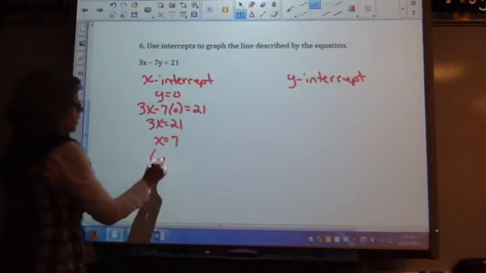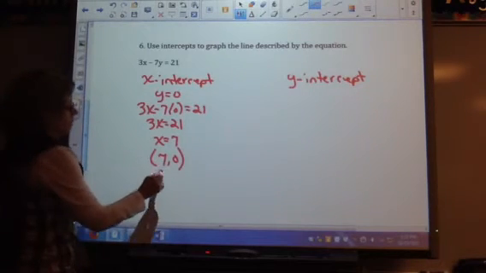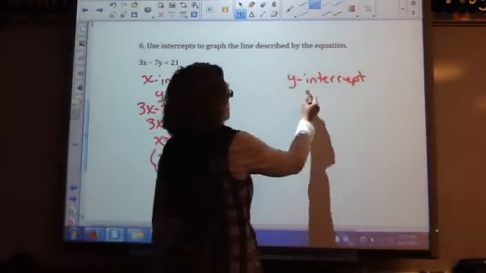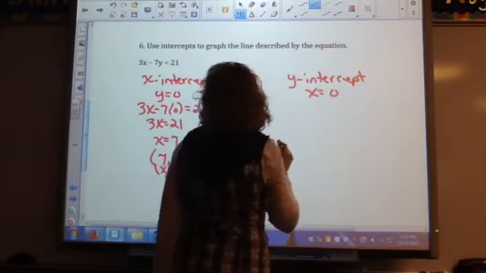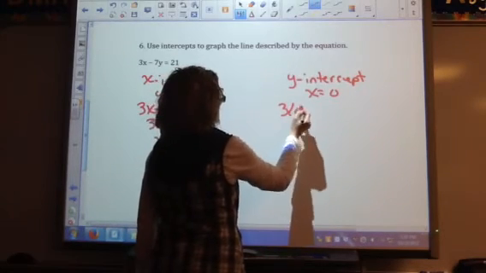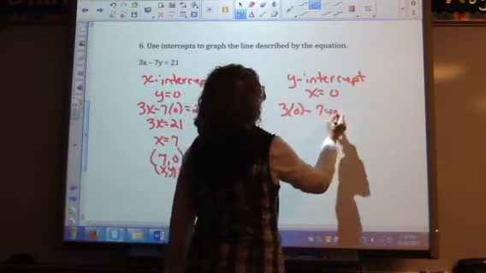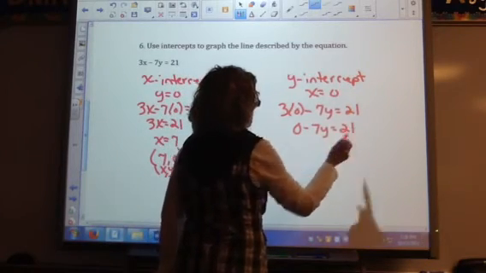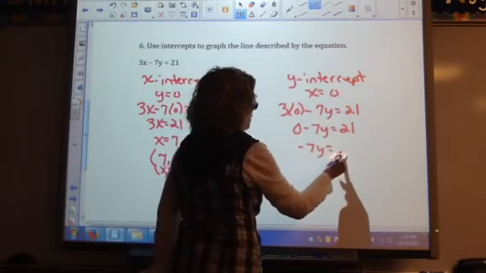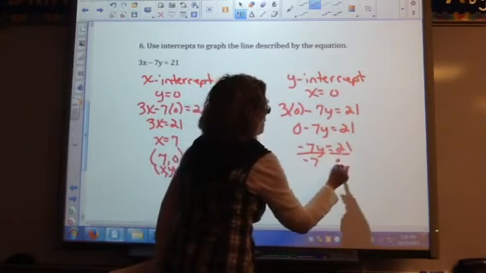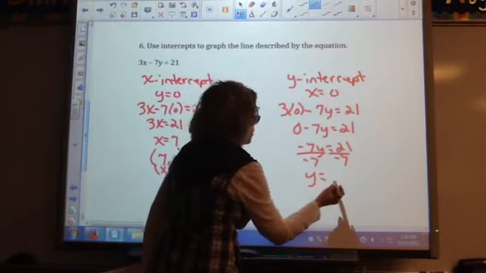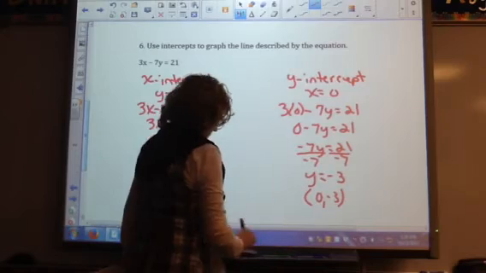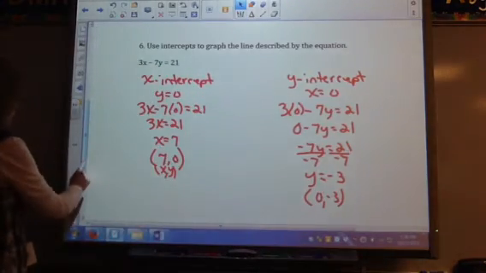So this ordered pair is 7, 0. There's your x and your y, so when we graph it, okay? To find your y-intercept, you're going to substitute 0 in for x. So I have 0 minus 7y, which is a negative 7y. Be careful with that. Solve this one-step equation. So y equals a negative 3. So this ordered pair is going to be 0, negative 3. So I have my 2 points. Now I can graph.